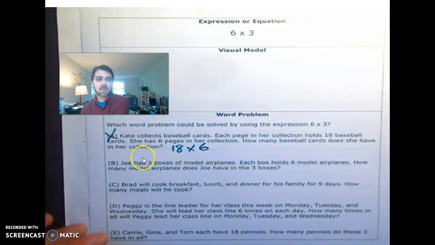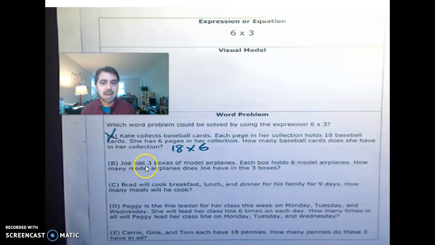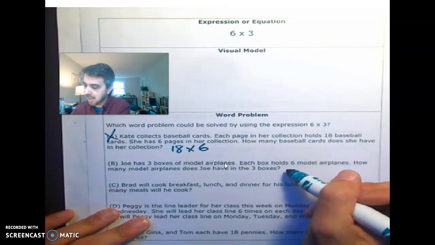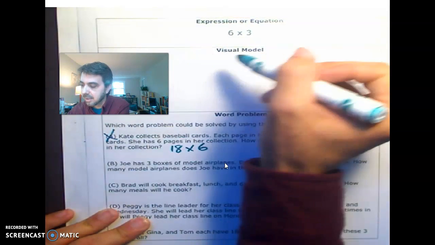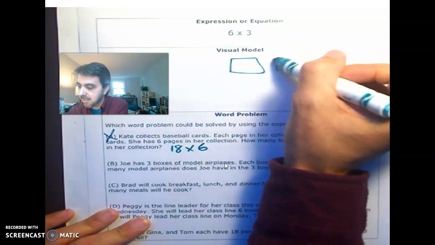All right, let's try this one. Joe has 3 boxes of model airplanes. Okay, so 3 boxes. I'm thinking of 3 boxes. I'm going to put it up here. 3. He's got 3 boxes.